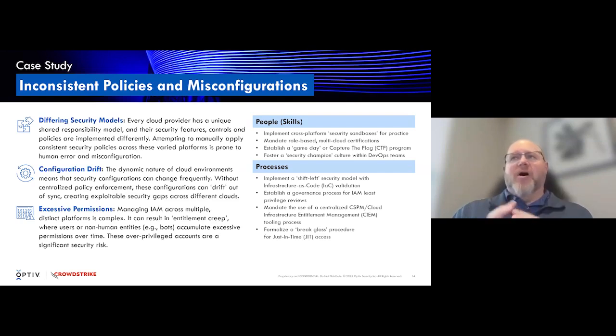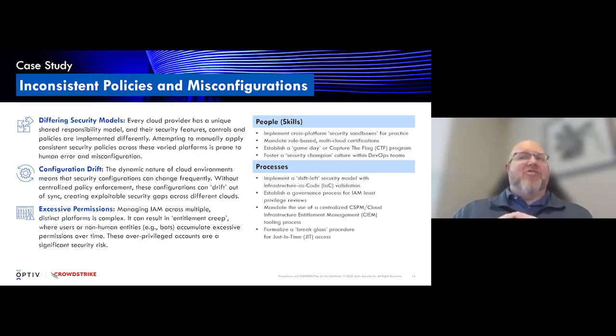One is differing security models. Each cloud provider has a shared responsibility model. Depending on the service being consumed, that shared responsibility model can be implemented very differently. And attempting to manually apply consistent policies across these varied platforms is really prone to human error and misconfiguration. It also can be very complex to try to get consistency across all of those cloud service providers.